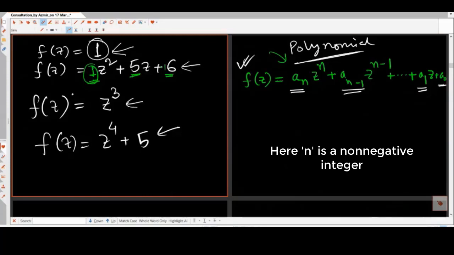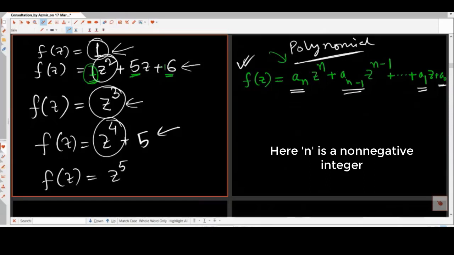So this is called a 0-degree polynomial function. It is a 2nd-degree polynomial function, 3rd-degree polynomial function, 4th-degree polynomial function. We can think about higher degree polynomial functions. Let's say we have 6 z to the power 5 plus 3 z squared plus 1. So this is also a polynomial function, and it is called 5th degree. What is the definition of degree? Degree is the highest power of z.